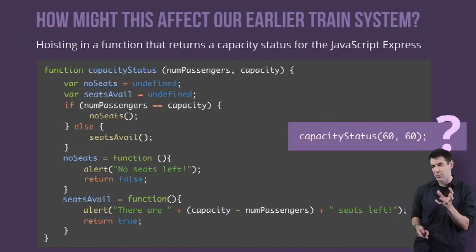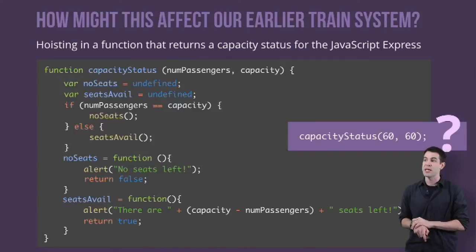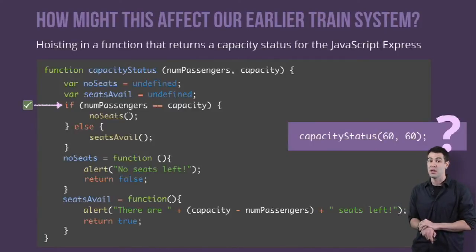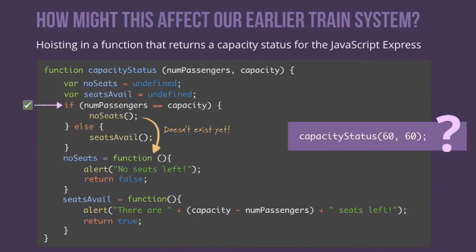So, do you already see the problem? Hopefully you already see the problem here. Because when we get to if the number of passengers equals the capacity, we will get a true on that, because it is true that our capacity does equal our number of passengers. And then the compiler will call noSeats. But it doesn't even exist yet by the time that it is called. So this function will completely error out and we will not have any message at all.